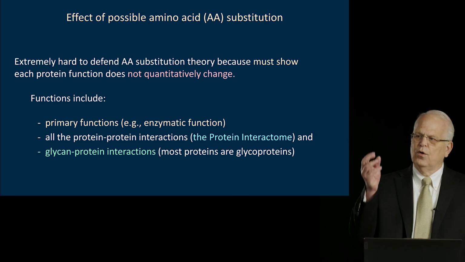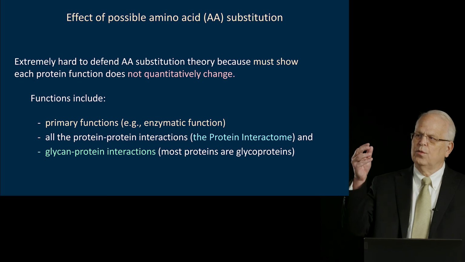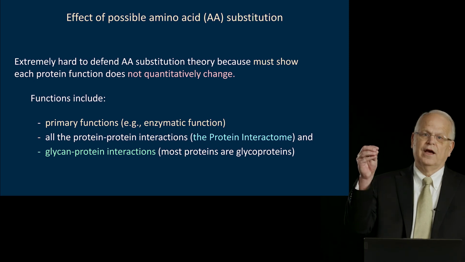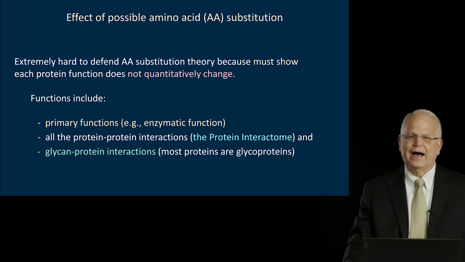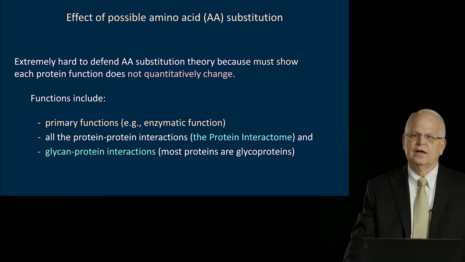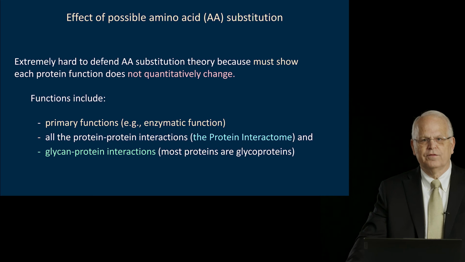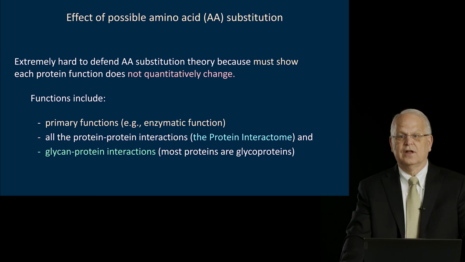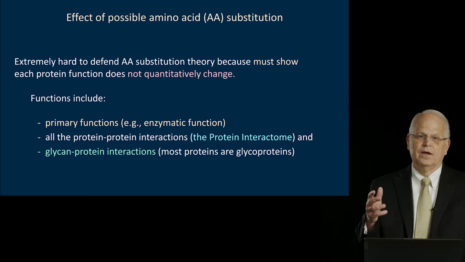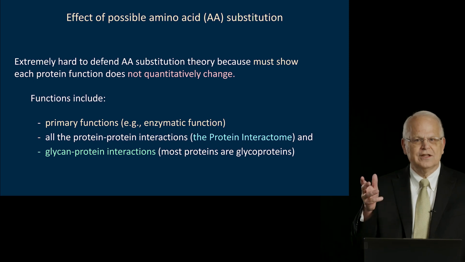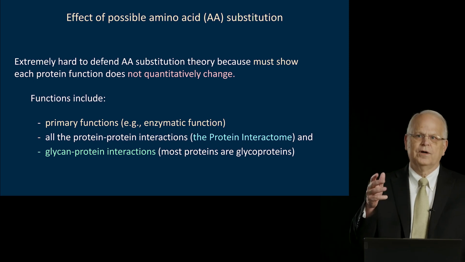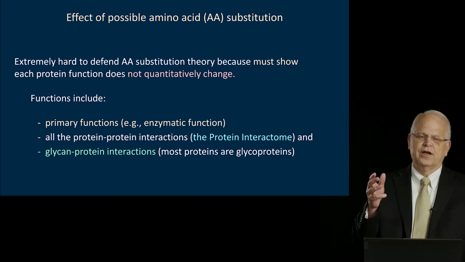So if I have one particular amino acid in a chain and you want to say another one could be there and none of the function would change quantitatively, it's a very high bar to show that. You have got to show that the primary functions of the protein don't change. Like if the protein is an enzyme, you have to show that its enzymatic action does not change quantitatively, not qualitatively, but quantitatively. You have got to show its structural functions don't change.